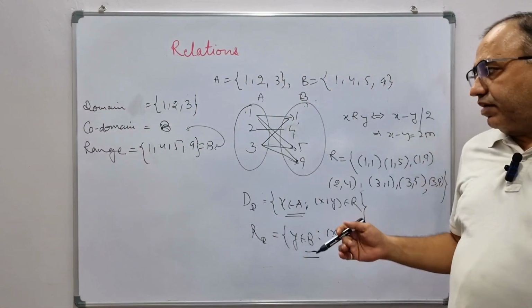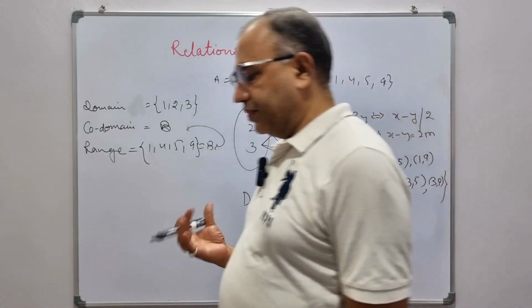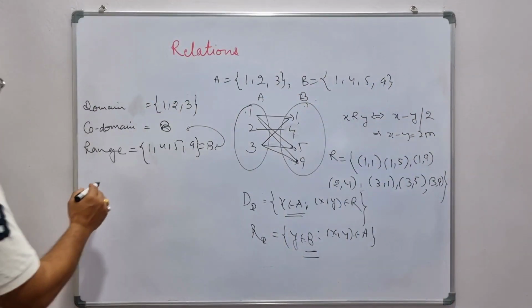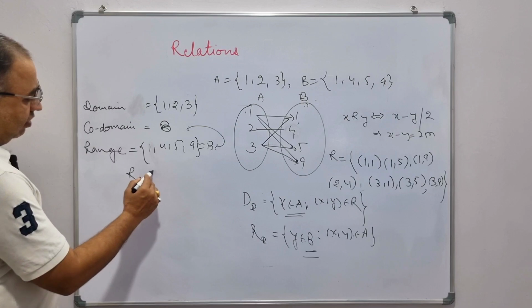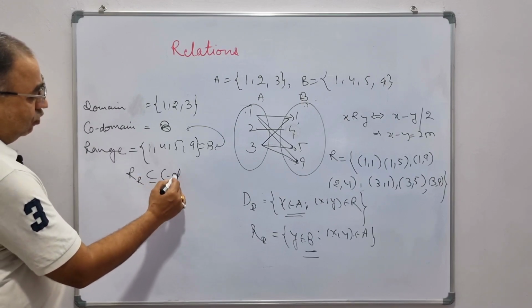Range is always a subset of the codomain. That is important. Okay, always remember. The range of a relation is always a subset of its codomain.